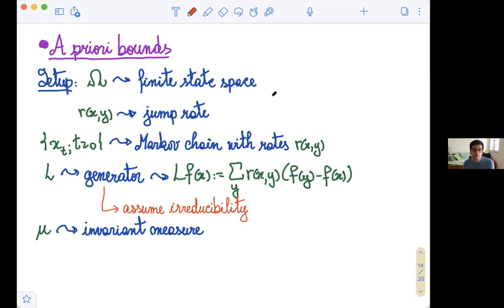I'm going to assume that the dynamics is irreducible. Since we're in a finite state space, you can always look at a minimal subset on which the chain is irreducible. Since we're interested in the stationary states, it's natural to assume that it's irreducible from the beginning. And if it's irreducible, the invariant measure exists, is unique, and has full support. All points have positive measure.